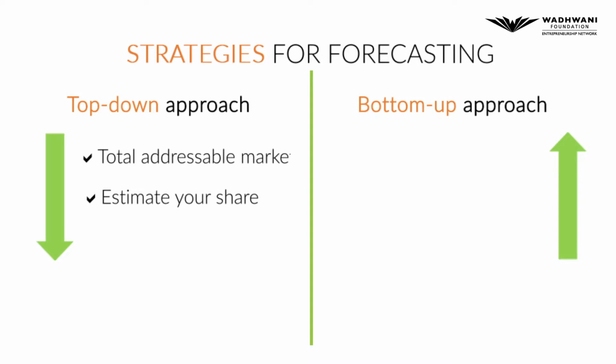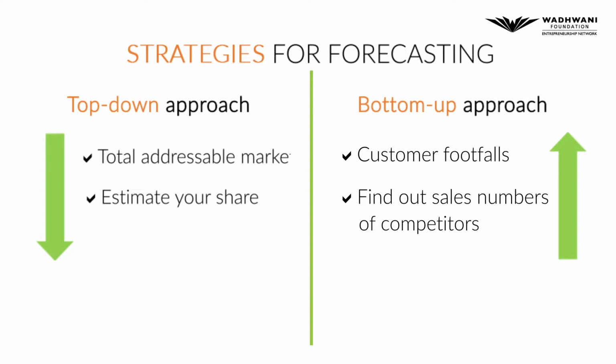Let's look at the bottom-up approach. You have identified a popular clothing store for selling your t-shirts. Now, to use a bottom-up approach to your sales forecasting, you need to find out how many customers visit the shop for a sale of, let's say, 100 t-shirts in a month. As part of the market research, try to find out the sales numbers of your nearest competitors. But keep in mind that the sales of an established business will be much higher than a new one.